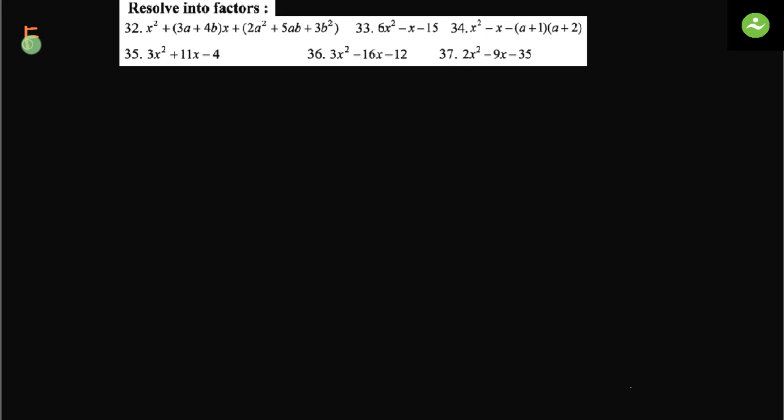Exercise 4.3. Resolve into factors. Question number 32, 33, 34, 35, 36, 37. We already finished up to 31, and so far we did all the quantity, the expression. All these expressions were in the form of x squared plus px plus q.